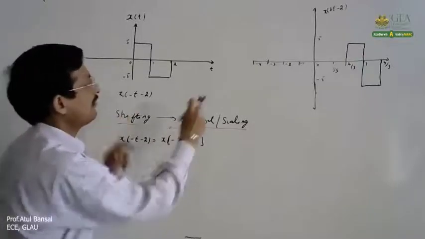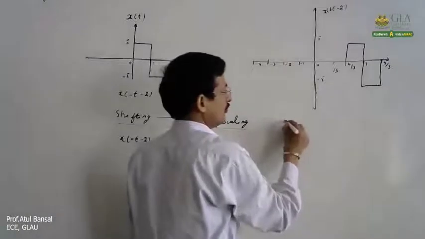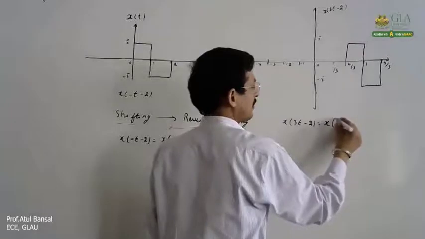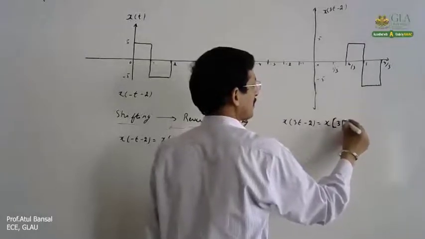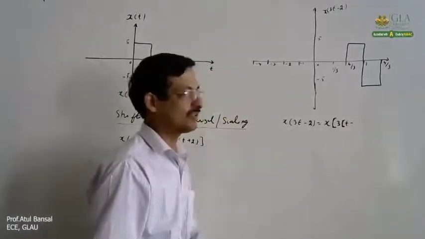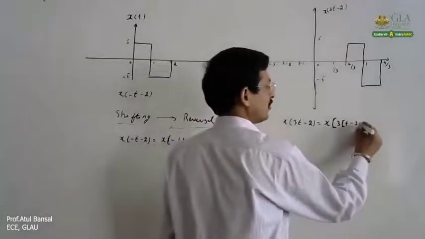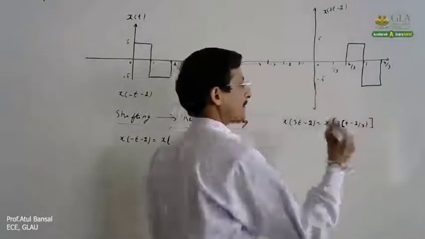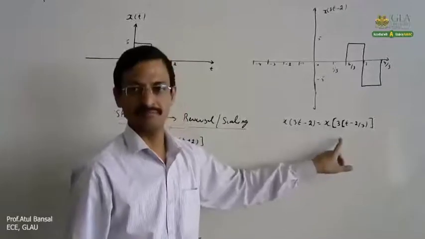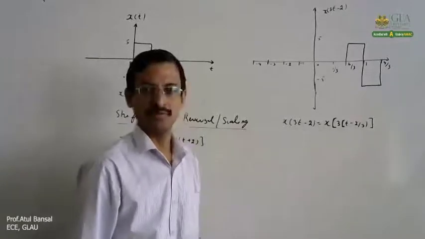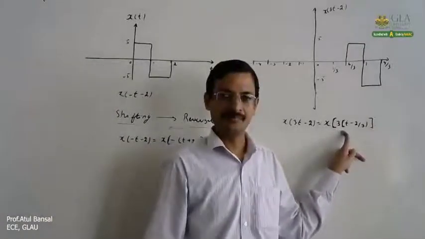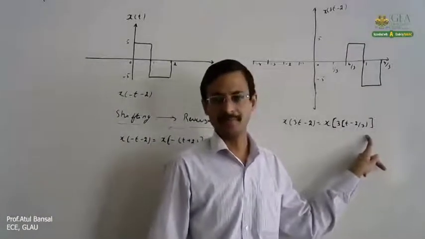Same thing, if it was x of 3t minus 2, it will be written as x of 3 times t minus 2 by 3. We have taken the term 3, which was with t, outside. So it becomes t minus 2 by 3. Then we will first do scaling by 3 and then shifting by 2 by 3.